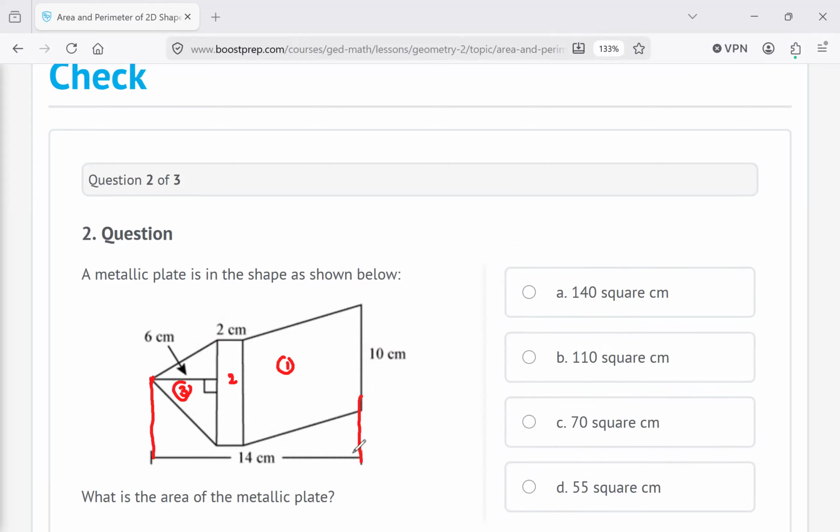Okay, so first you've got to find the height of the parallelogram. So the first step is I'm going to find the height of the parallelogram. What am I talking about? Oh, this height, right? We know this height is 10, right? And you know that this height here is 6.